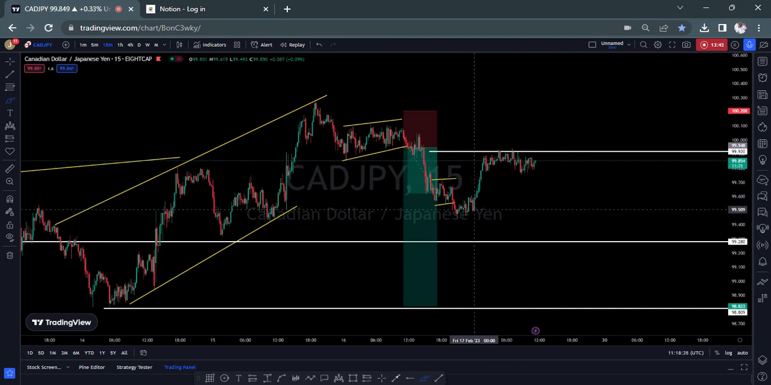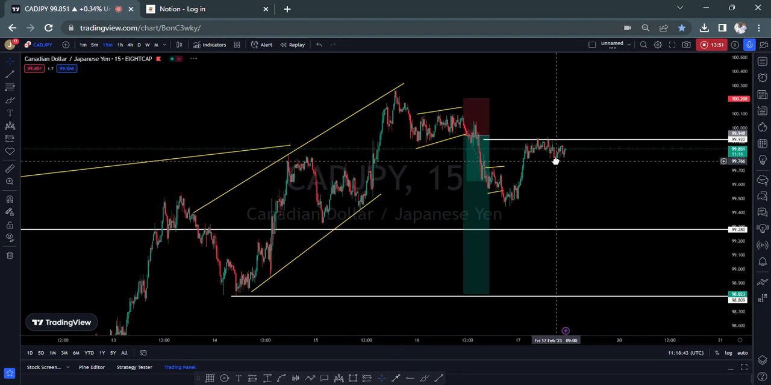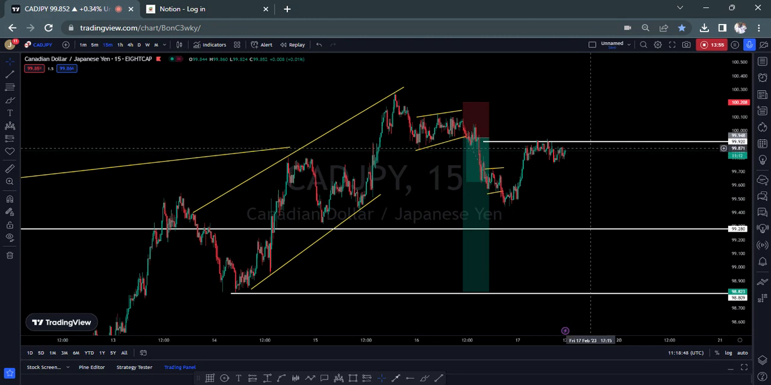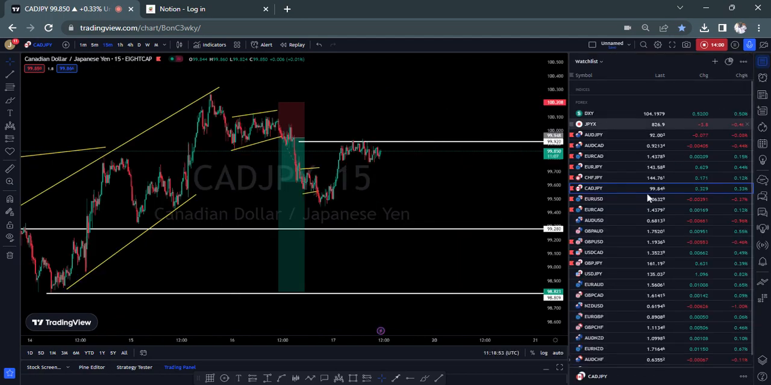And now I'll be waiting for the next move. But I'm just keeping my eye on this pair because this price action is really, really beautiful. So I'll be seeing maybe it would evolve to a bigger structure.